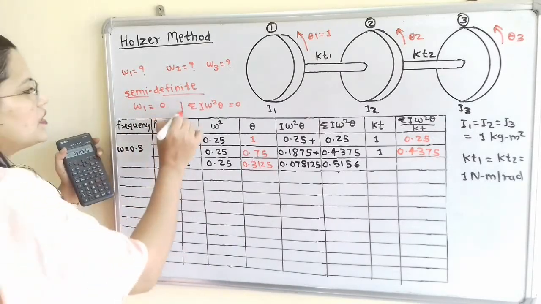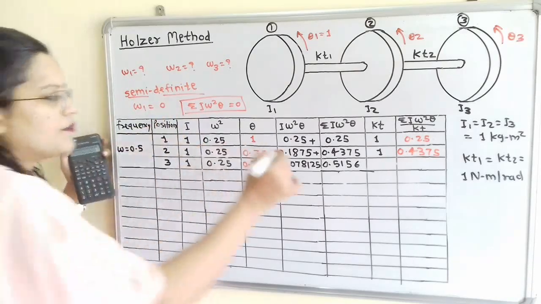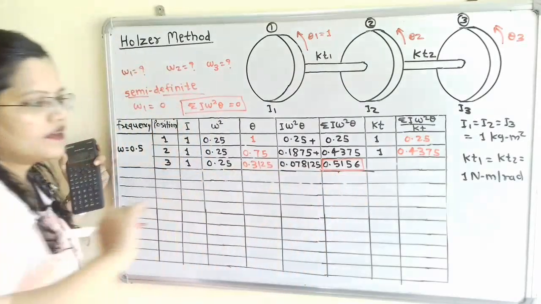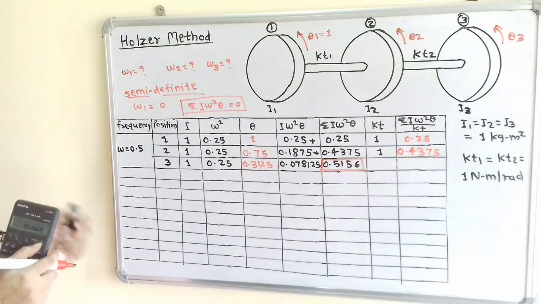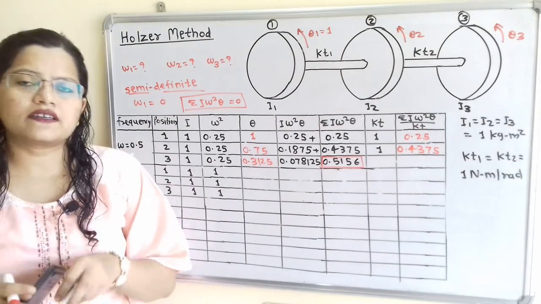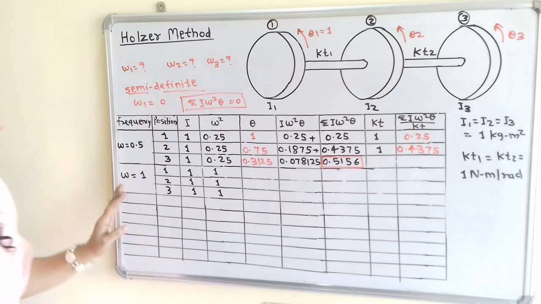have to show summation of I omega square theta is equal to 0. But if we observe here, it is not equal to 0. That means we have to again consider the second frequency. We will consider the next value of omega. Omega is equal to 1.